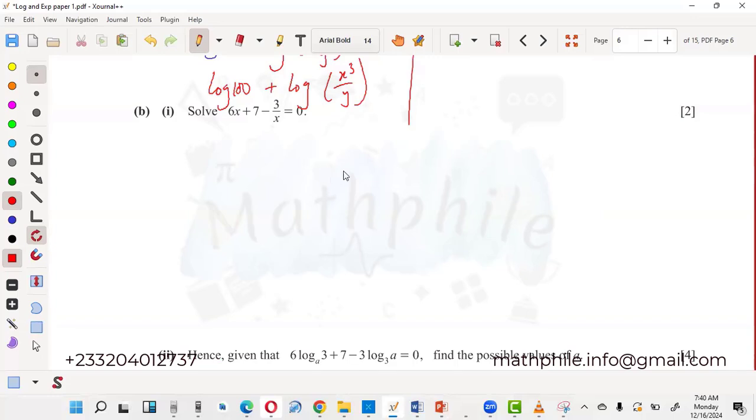Say 1 over 3 and minus 3 over 2. So x equals 1 over 3. X equals minus 3 over 2. Okay, negative 3 over 2.